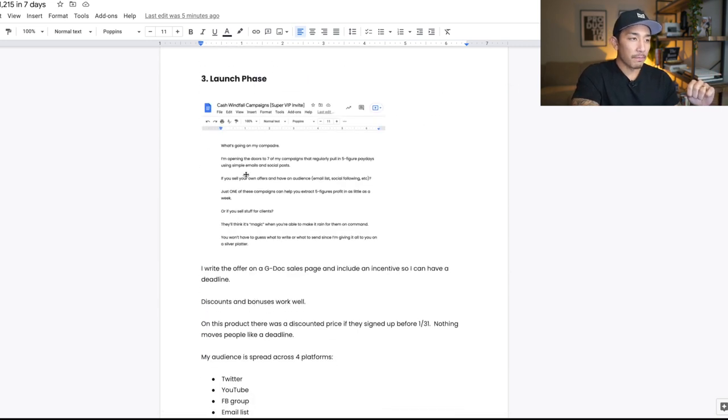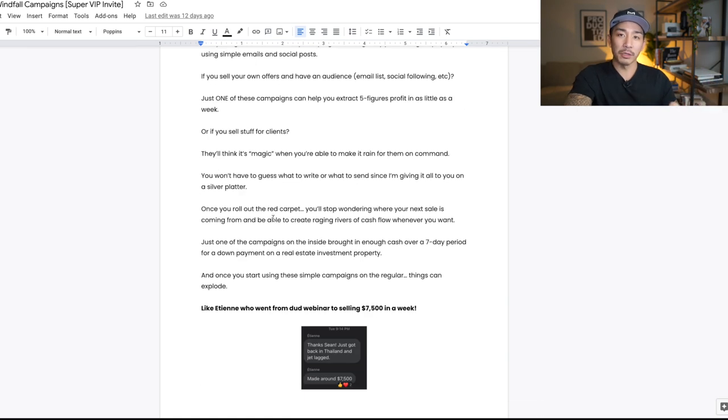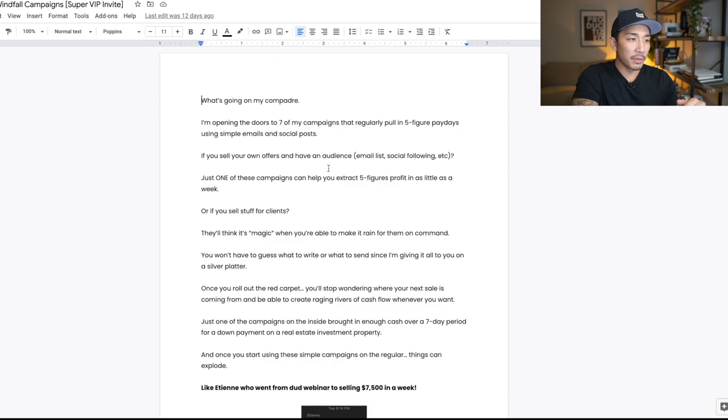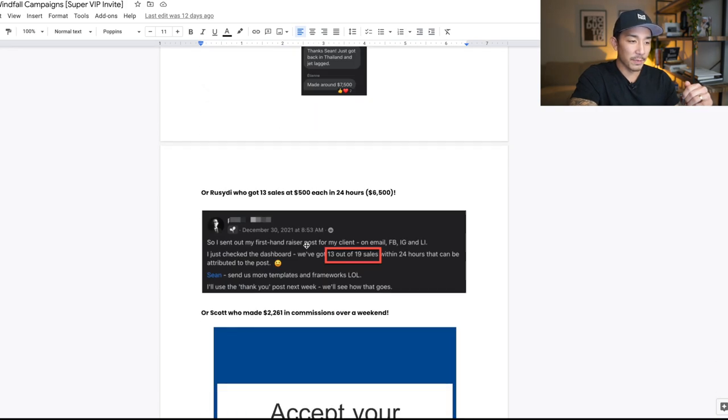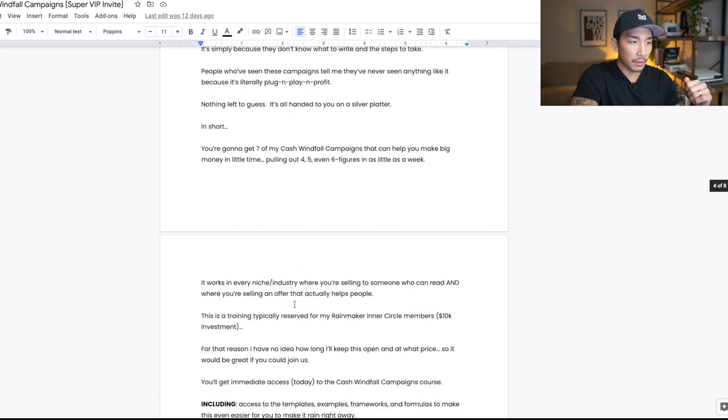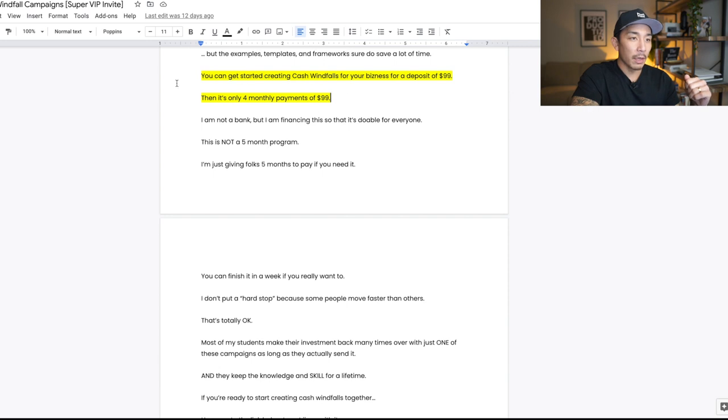So step three is the launch phase. And what I do here is I write the offer on a GDoc or Google Doc sales page and then include an incentive so that I can have a deadline. My incentive for this was you can get a discount on this product until a certain date. In this case, it was January 30th. This is the Google Doc sales page, and it's still the current sales page that I use here. And you can see here, I have the pricing, but at the time it was sign up by this date and you get $200 off.